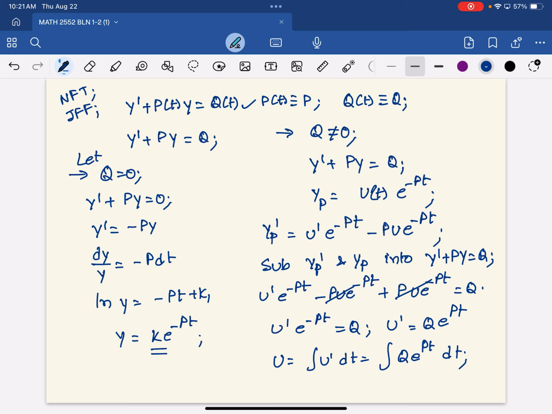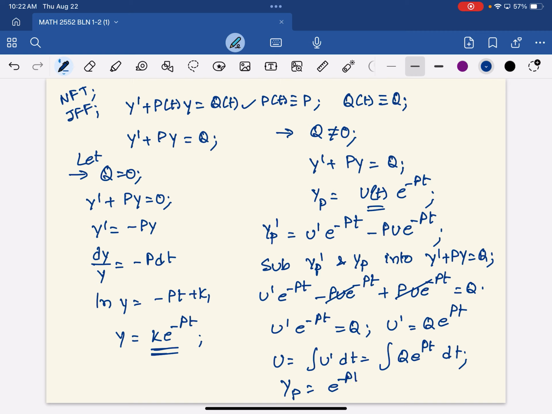So this was a difficult problem, and they said, okay, let's make it easy by choosing p to be a number, q to be a number. They said, okay, it's still difficult. Okay, let's make the right side 0, and you get infinitely many solutions, because I'm getting infinitely many solutions because of k. Let's vary it with time. So they replaced k with u of t, and they got u to be that. Right? So then what is my yp? Yp is u of t times e to the negative pt.